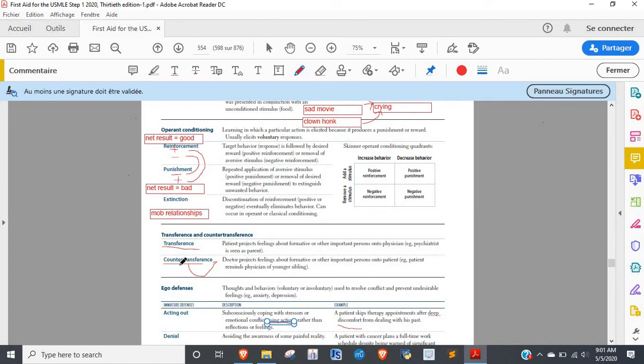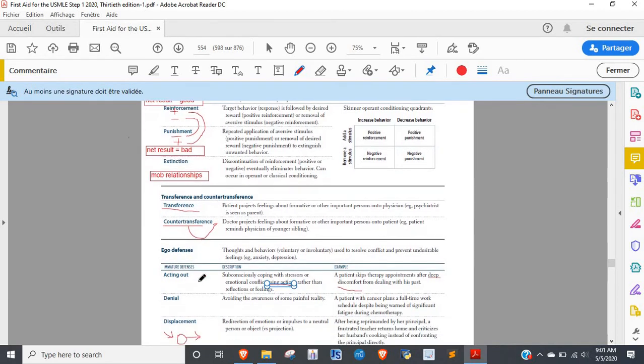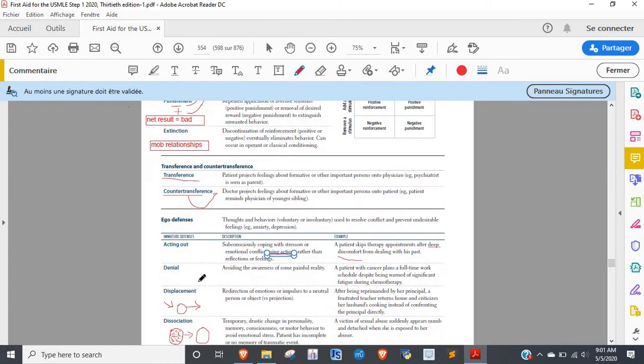countertransference. Okay. So let's go down here to acting out, denial, displacement, and dissociation. Denial and dissociation are kind of similar.